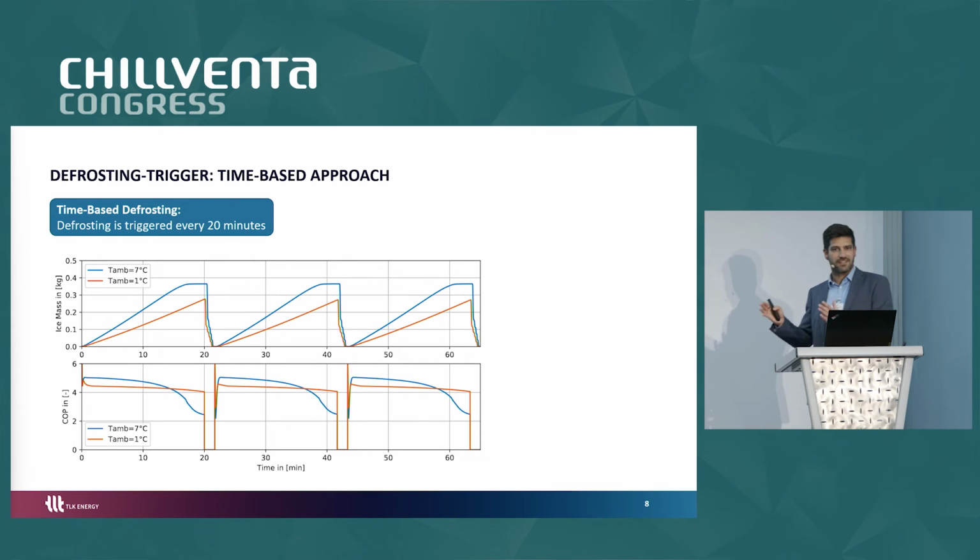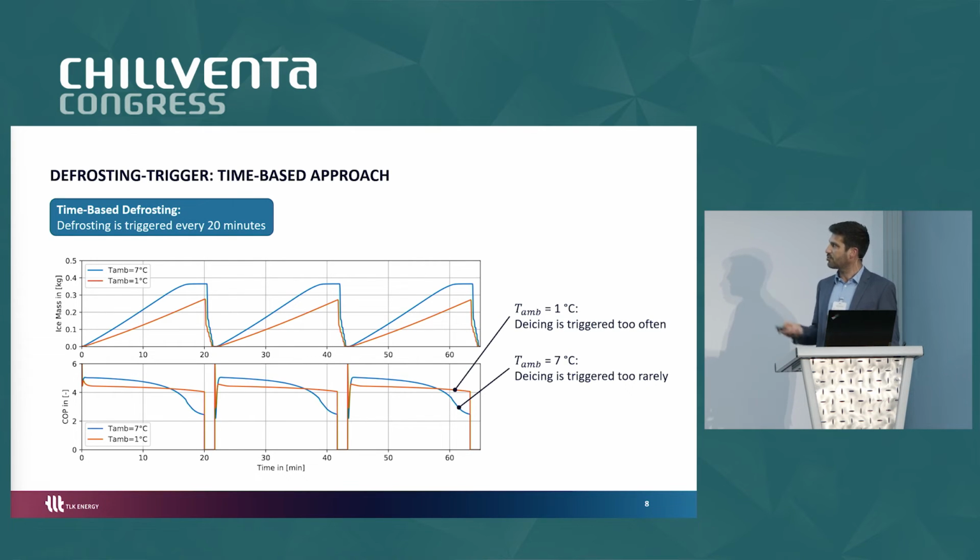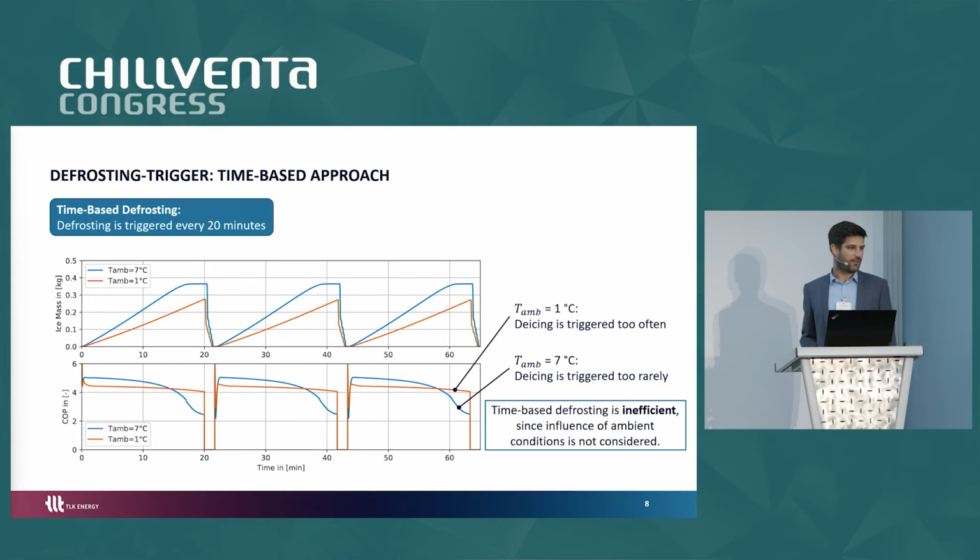So this is a problem with this controller, and of course this is not efficient. You should think about something better. This is just an example of how you can first start with a simple controller and then model it and simulate it and see what happens. And of course, this 20-minute trigger would also work in summer at 35 degrees C, something like this.